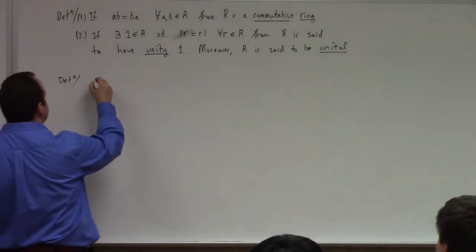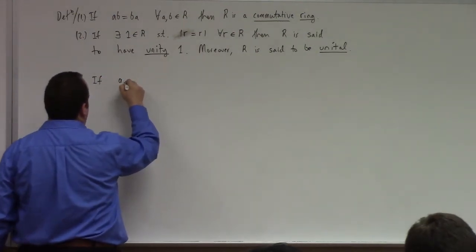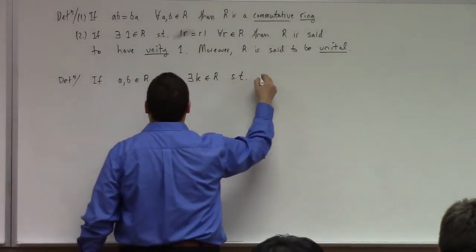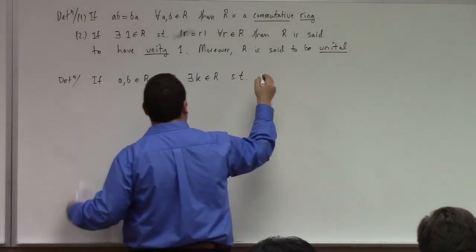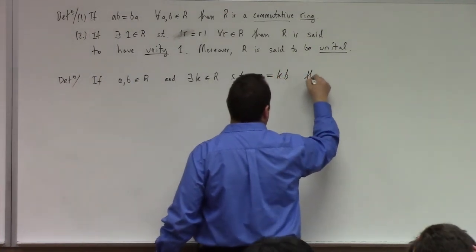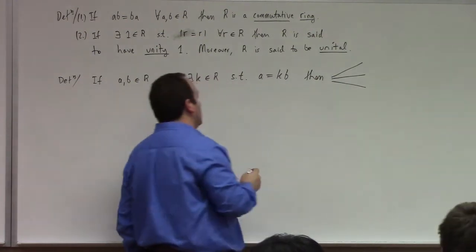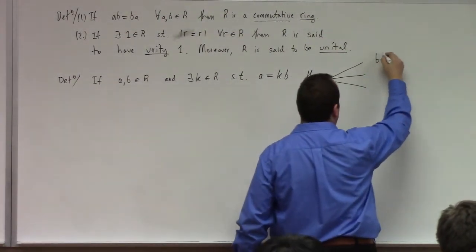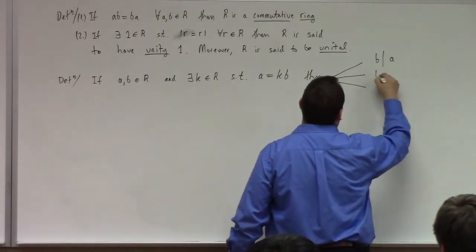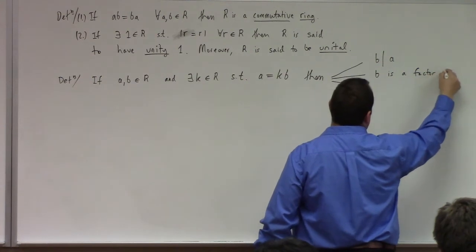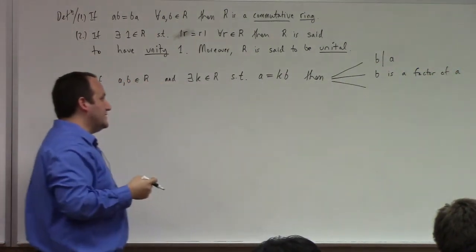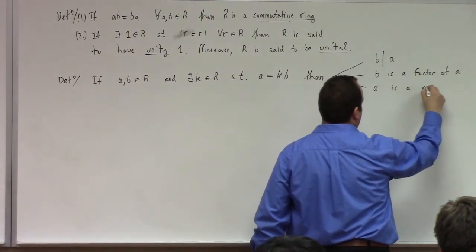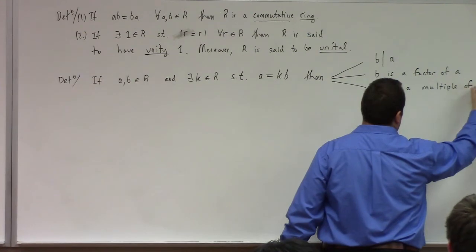Divisibility theory is pretty much the same. All right, so if we have A and B in the ring, and there exists K in the ring such that A is equal to KB, then we can say three different things about this. This says that B divides A. It also says that B is a factor of A. And turning the tables a little bit, we can say that A is a multiple of B. Those three statements are equivalent.